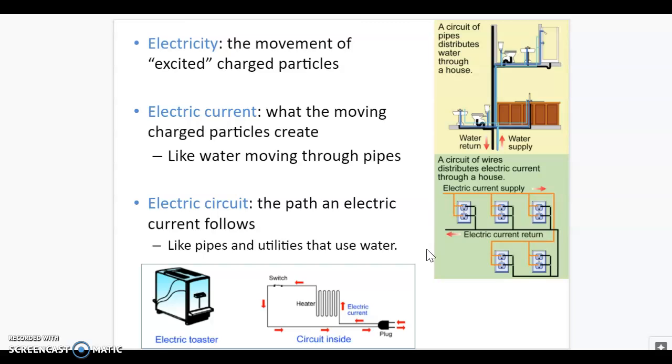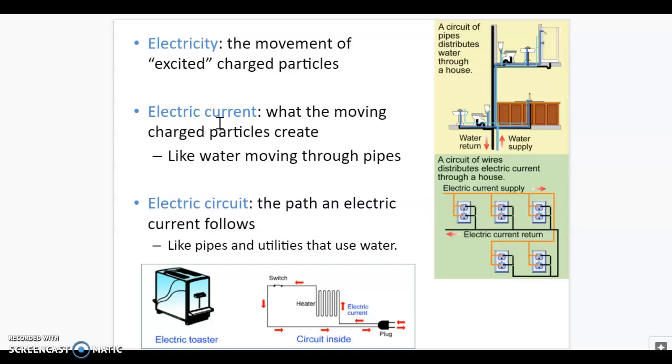All right. And so when we talk about electricity, it is this movement of charged particles, but it's a particular particle. Remember, in an atom, electrons are on the outside, protons are on the inside. Protons don't move. It's the movement of electrons that creates the electricity. But that movement we call the electric current.